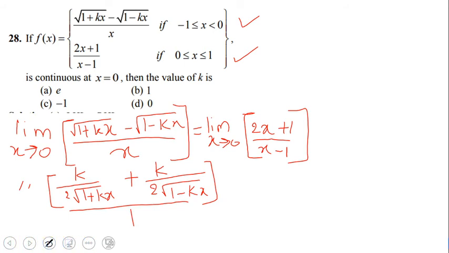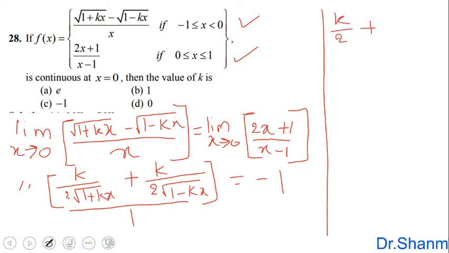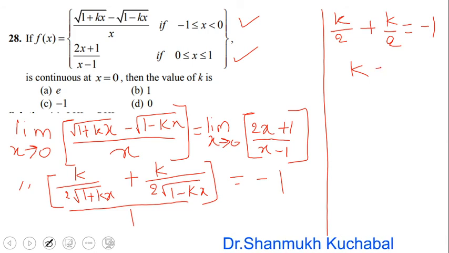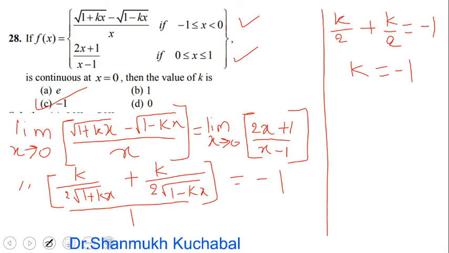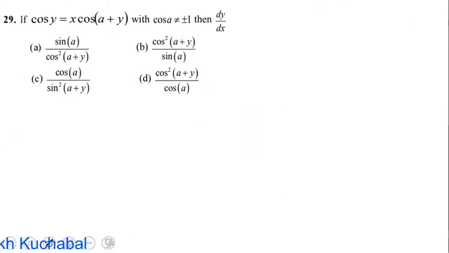For the RHS also we have to use L'Hospital's rule, or else take x equal to 0 directly, so we get minus 1. So now further, with x equal to 0 in the LHS, we get k by 2 plus k by 2 equal to minus 1. So k equals minus 1 we are going to get here. So option C is the right answer over here. So using L'Hospital's rule we have simplified, so the answer is C. Okay, we'll move to our next example.